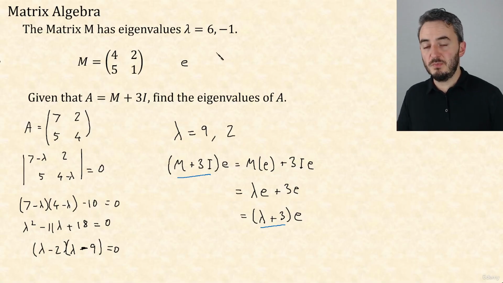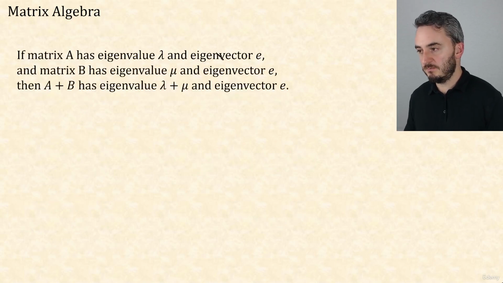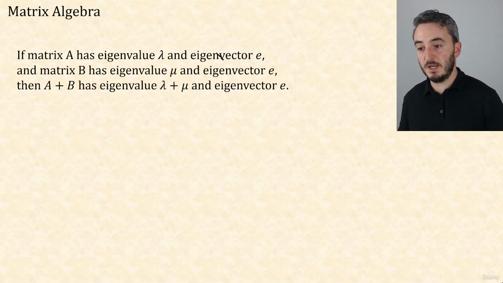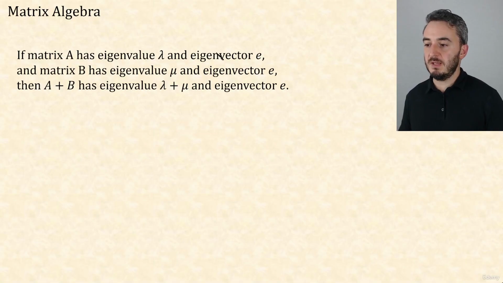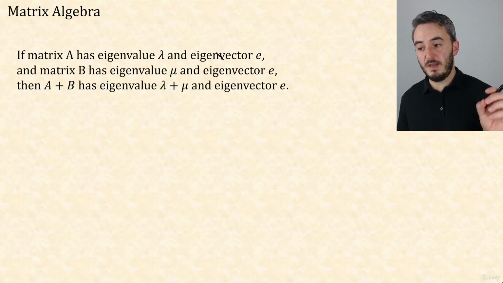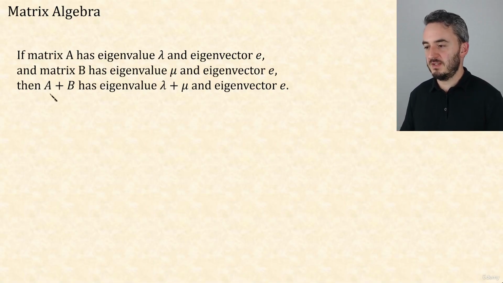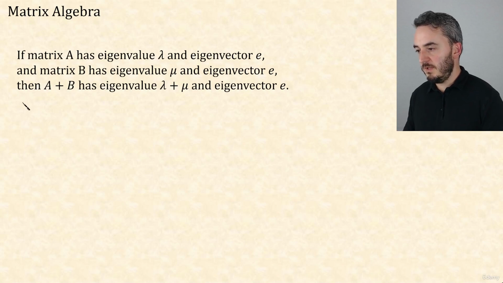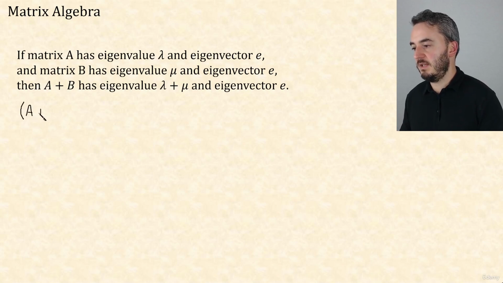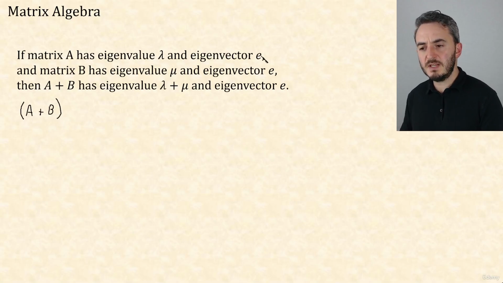Now, there are a few principles which we're going to learn now, and each one we can prove, and these are results we can use in interesting ways. So here's the first result. If matrix A has eigenvalue lambda and eigenvector E, and matrix B has eigenvalue mu and eigenvector E, so the same eigenvector, then A plus B has eigenvalue lambda plus mu and eigenvector E. Now that looks like so much jargon, but let's go through the algebra and then look at a very simple example.